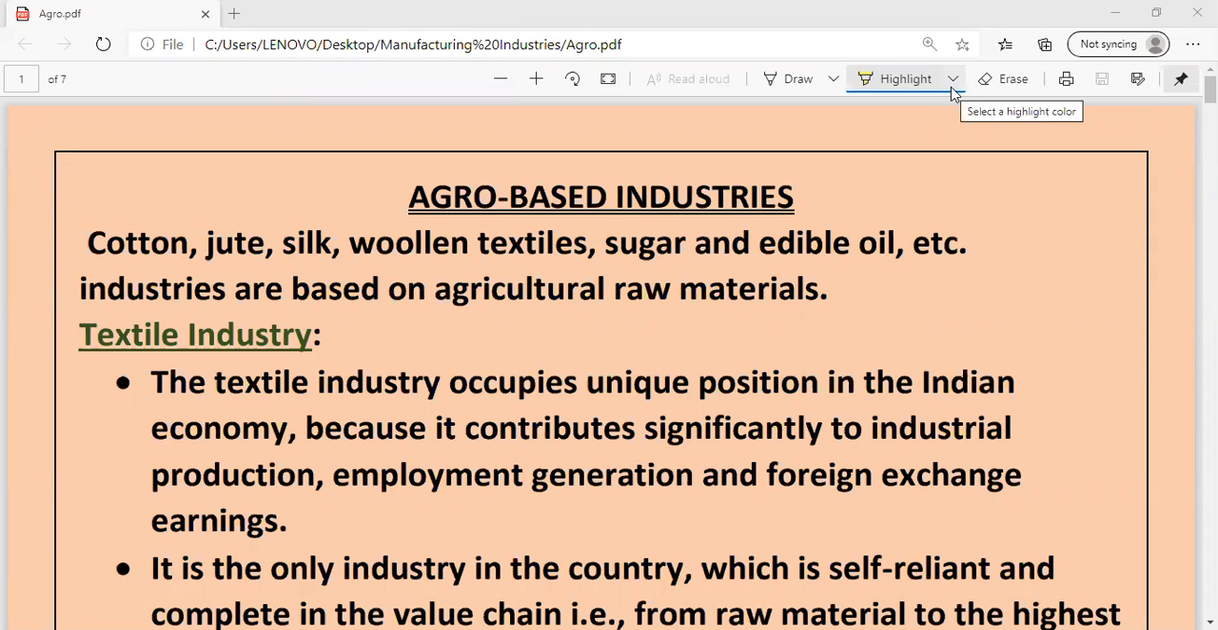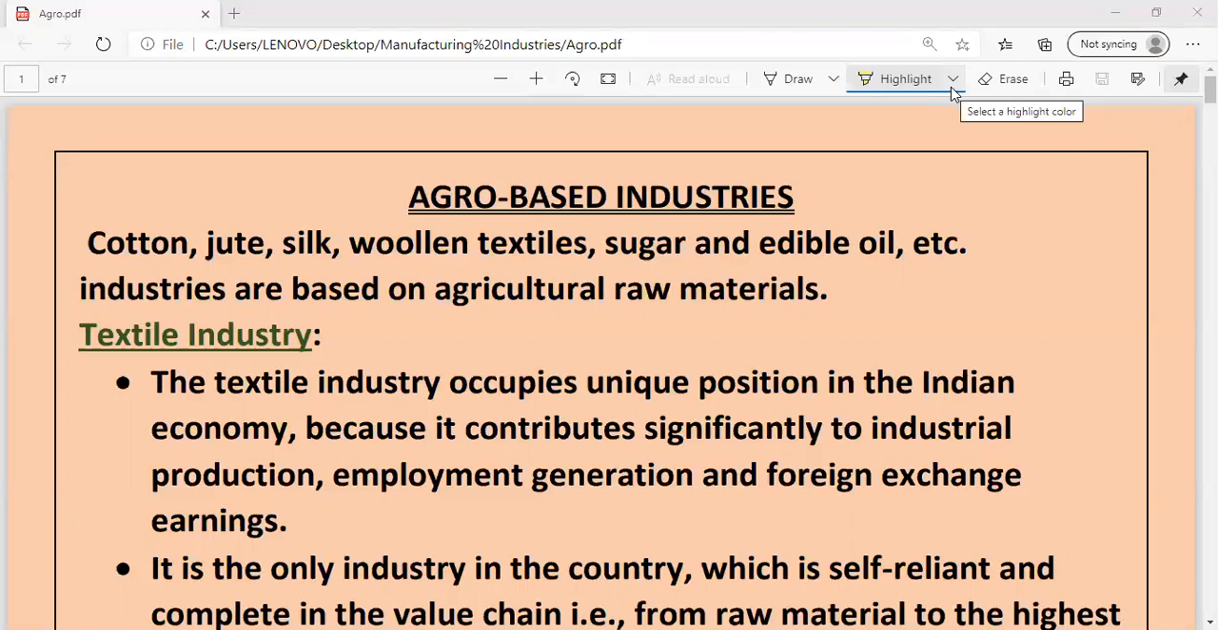Let us move into the portion agro-based industries. What do you mean by agro-based industries? Cotton, jute, silk, woolen textiles, sugar, edible oil, etc. The industries which are based on agricultural raw materials. So for cotton textiles, you need to get cotton. Then for jute, you need to get jute. Then for silk, you need to get silk textiles or woolen textiles.